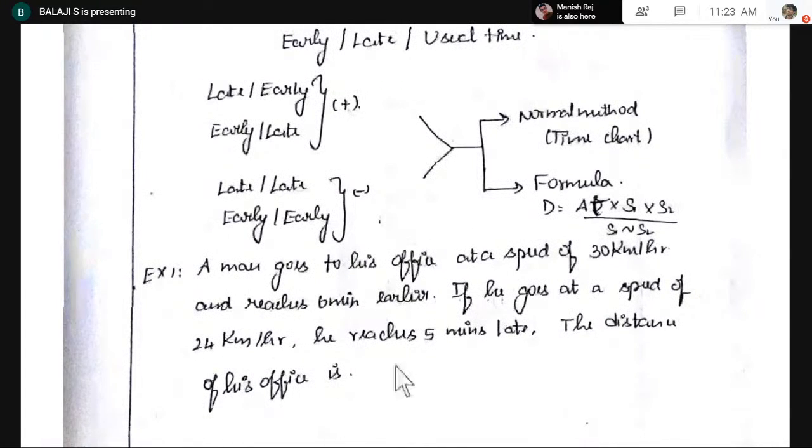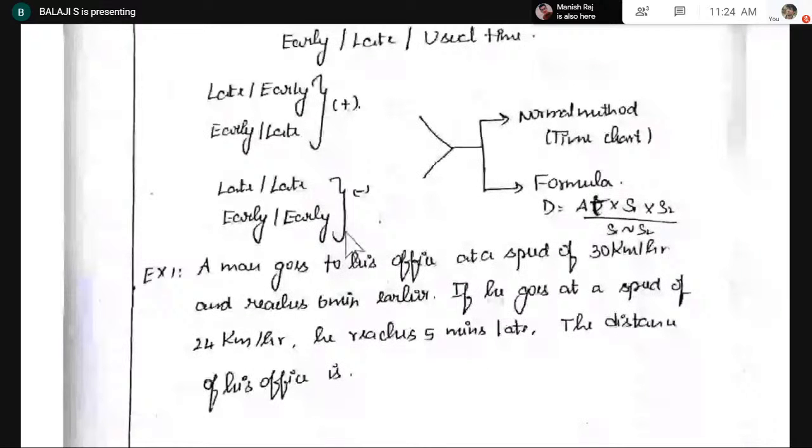If you look at this question, you may wonder if you can answer it, but it is not like that. It is very, very simple. First of all, understand the question. If he goes at a speed of 30 kilometers per hour, he reaches his office 6 minutes earlier, and if he goes at a speed of 24 kilometers per hour, he reaches 5 minutes late. Now they are asking the distance. We can do it in the normal method, or we can substitute the formula.